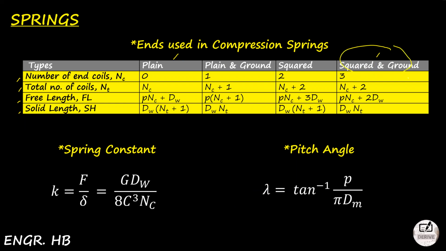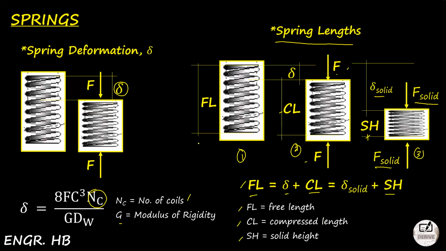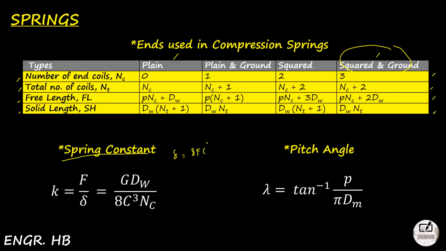So meron siyang number of end coils na 3. Meron siyang total number of coils na NC plus 2. Free length niya daw is PNC or pitch times number of coils plus twice ng wire diameter. At ang solid height niya naman is wire diameter times total number of coils. And of course, we have the spring constant here. So in order for us not to memorize this one, alam natin yung formula ng deformation way back kanina. Saan ba yun? Ayan, that was 8FC cube NC over GDW. So just remember this one, and we all know basically that K is equal to force over deformation. So mag-derive mo yan.